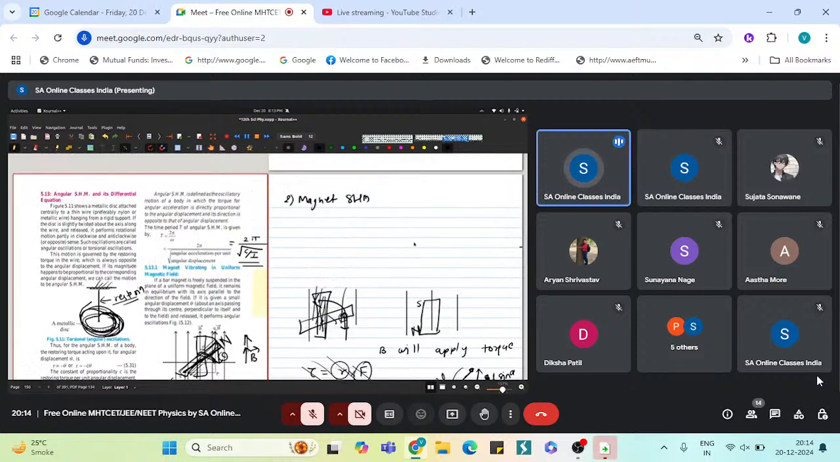So just to reiterate, the situation here is that this is your magnetic field that is in one line, and this is how your magnet is aligned.